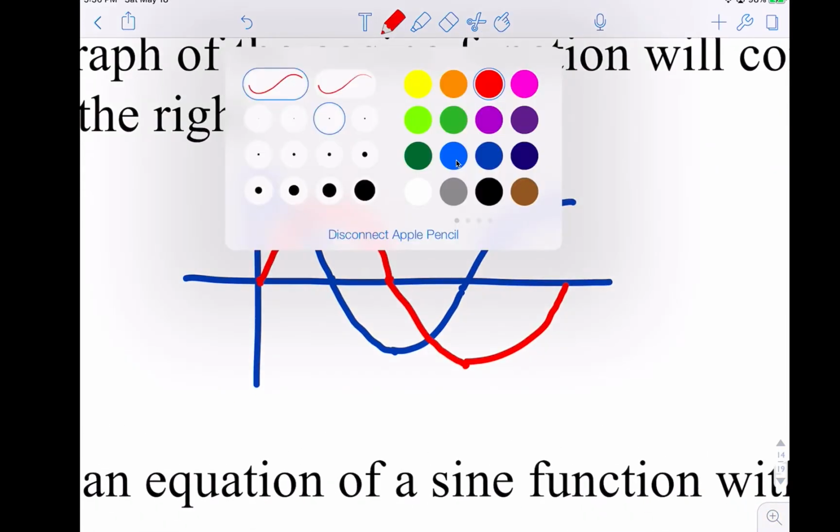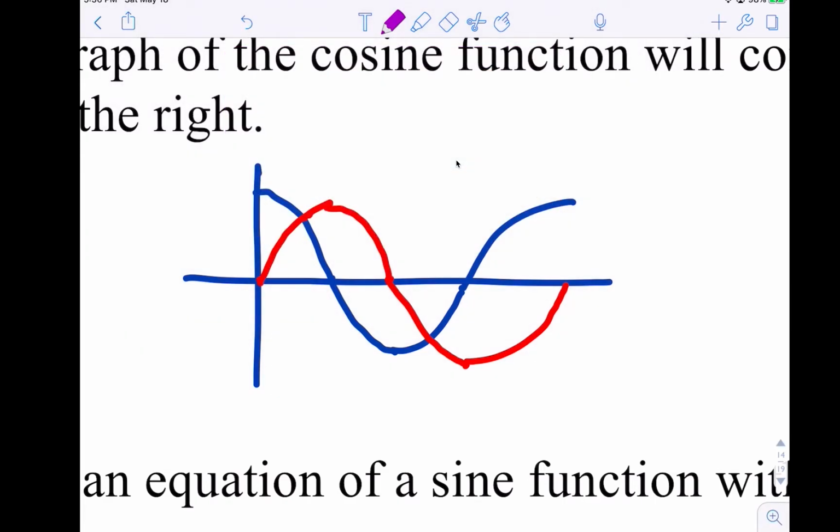If you guys know your values, we know that this is 0, here is pi over 2, here is pi, 3 pi over 2, and here is 2 pi. So if I take this point here and move it over, I have to move it over pi over 2, and then everything should line up. So then the blue is going to overlap with the red.